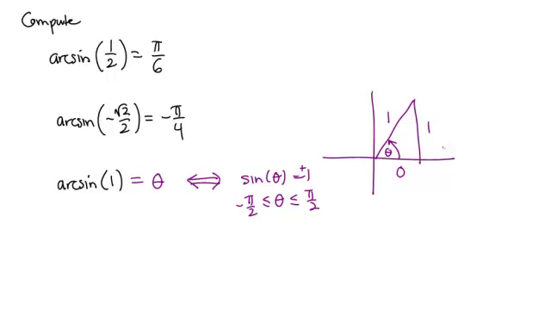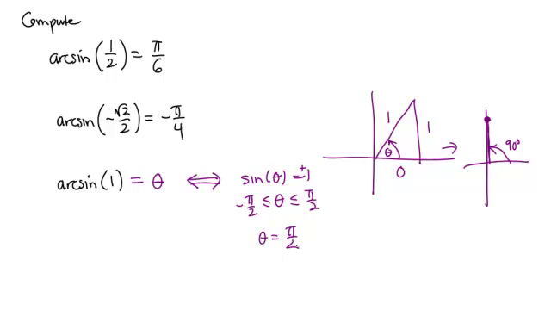Well, really, what that's telling me is I have a triangle that's simply a straight vertical line. That means that this angle right here has to be 90 degrees, or pi over 2. And so theta had better be pi over 2 or 90 degrees.